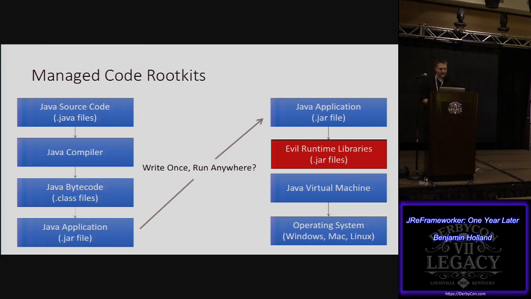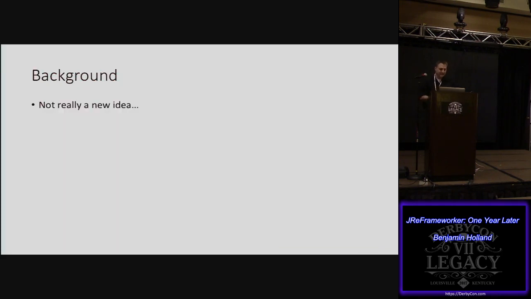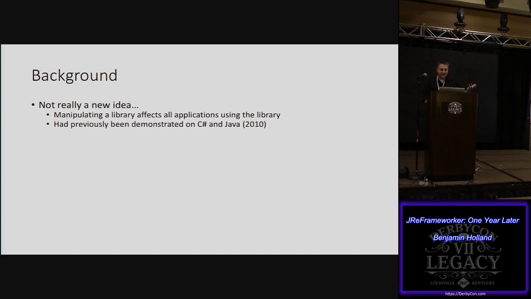And that's really the idea behind managed code rootkits. This is not really a new idea. It's been around for a long time. You manipulate the standard runtime and standard libraries, and it affects all of the applications that are using that library. It had been done back in 2010 on Java, C#, but I've seen a lot of interest in doing this for Python recently. There's been a few talks. There's one at ThoughtCon. I saw some at B-Sides of people messing around with the Python precompiled libraries.